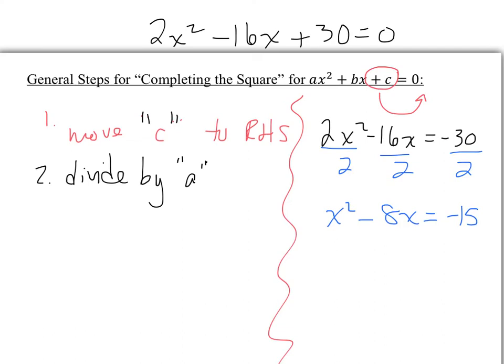Next, what's step 3? Who understands this really well? At this point in time, we need to figure out what goes here. We need a number here still. Something's got to go here to make this factorable. How do I figure out what goes here? What did we do in the last example?